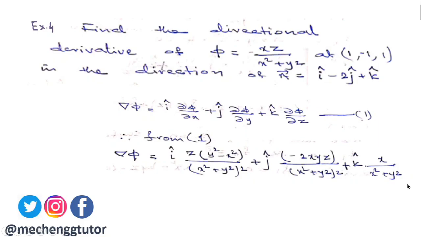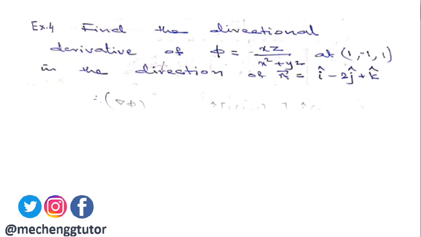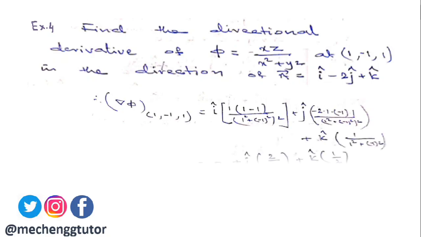Now you have to calculate del φ at the point (1, -1, 1). So wherever x, y, z are there, just substitute. When you substitute here, the first term becomes 0. Second term calculations, just see, in place of x, y, z it is substituted. Finally it yields 2 upon 4, and here k into 1 upon 2. So the final answer for del φ at the given point is half j plus half k.